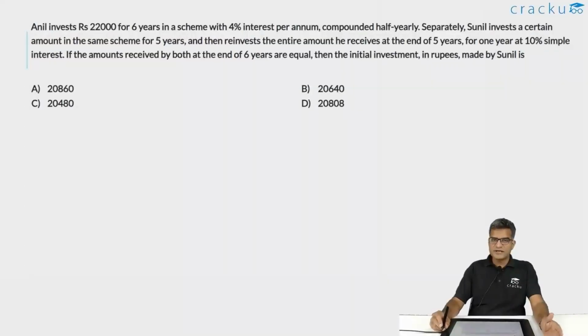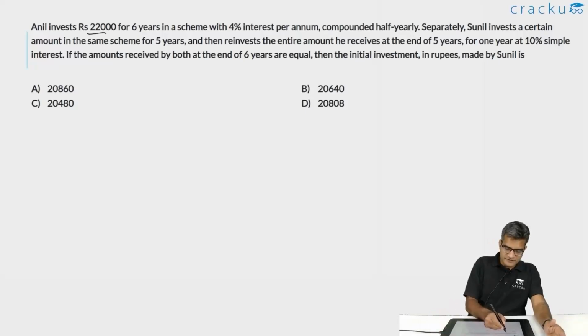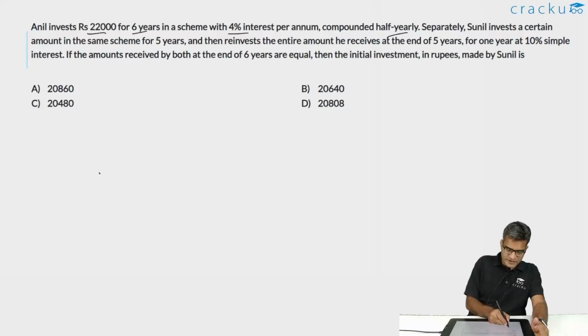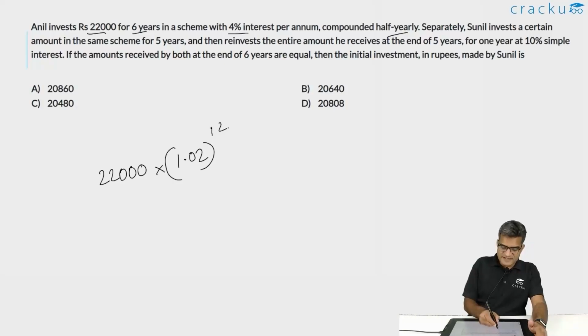In this question, we are told that Anil has invested 22,000 for 6 years and the scheme has 4% interest per annum, which is compounded half yearly. So the total amount that Anil receives at the end of 6 years is 22,000 into 1.02 whole to the power 12. Why is this the case?